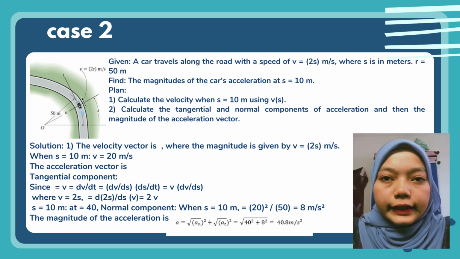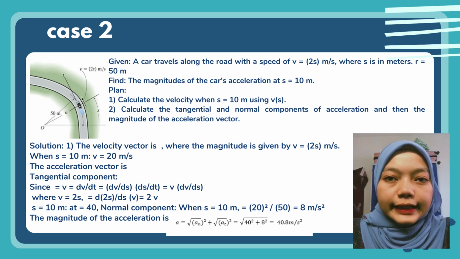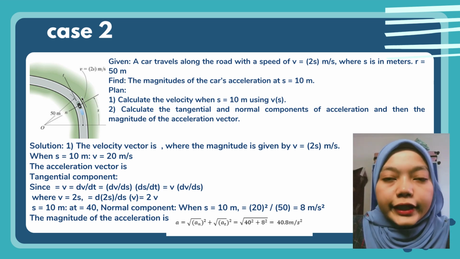The acceleration vector is a = at ut + an un, where an = v²/ρ. Tangential component: since at = v̇ = dv/dt = (dv/ds)(ds/dt) = v dv/ds. When v = 2s, at = d(2s)/ds · v = 2v.